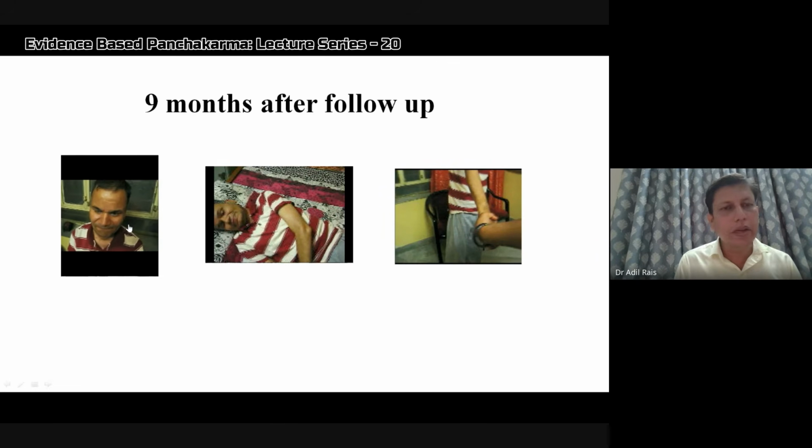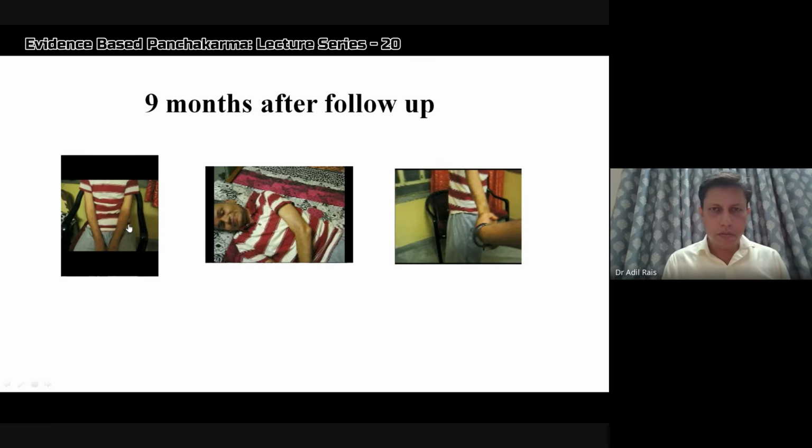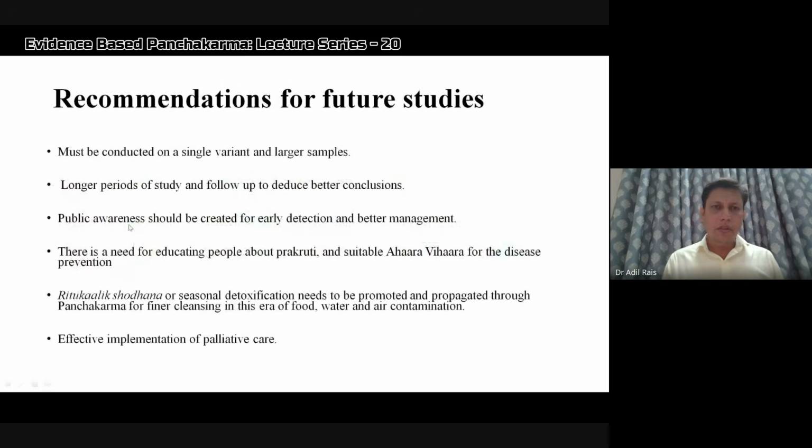This is emotional lability in him. So this was the picture after follow-up in these patients.